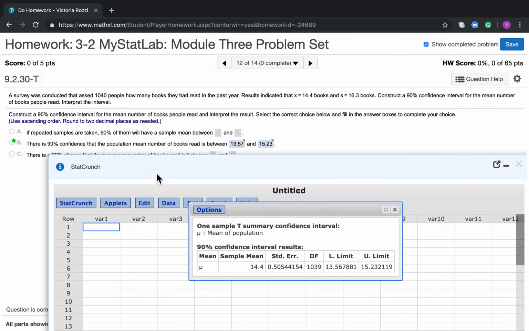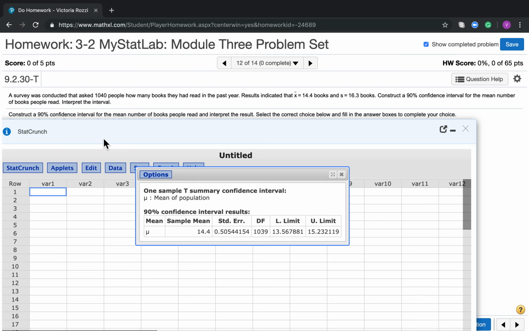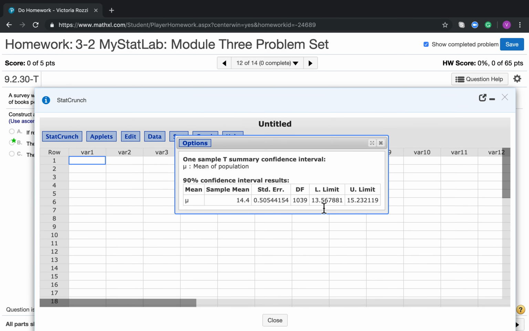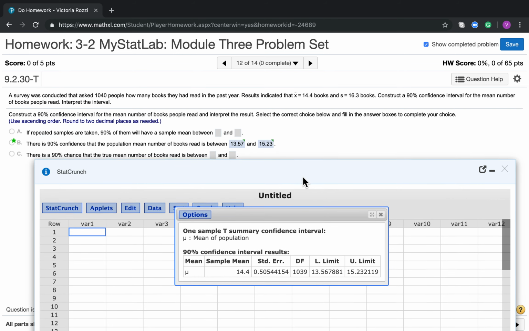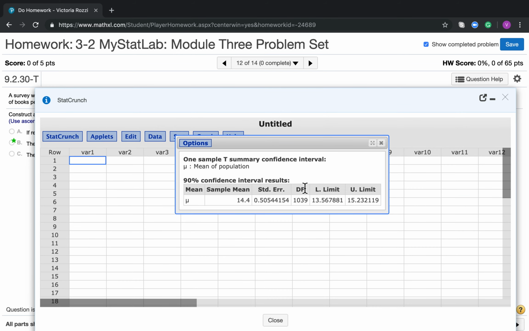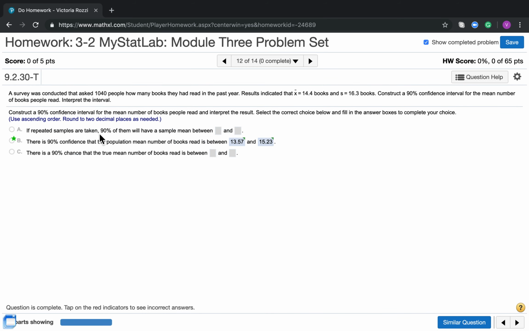Now they wanted us to round to, here, 2 decimal places as needed. So this will be 13.57. And this will be 15.23, which I believe is what they got. Yes. Now let's discuss the statements and why the other two are not correct.